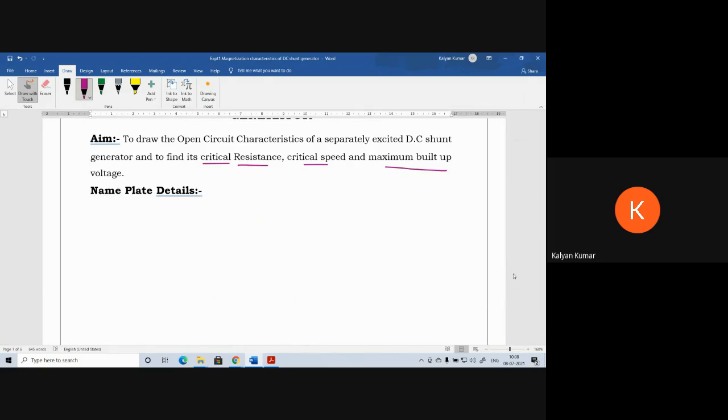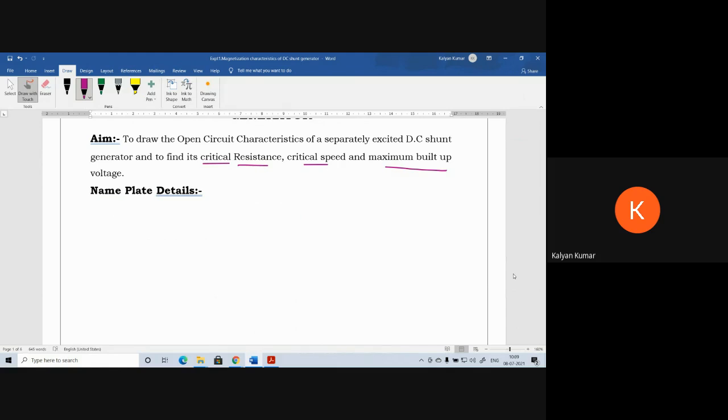If you make the field resistance more than the critical resistance value, then the generator will fail to excite under no load conditions. It cannot start to build up the voltage under no load conditions. So we need to keep the field resistance of the shunt generator lower than the critical resistance. Next, coming to the critical speed, it is the speed below which the generator will fail to excite.